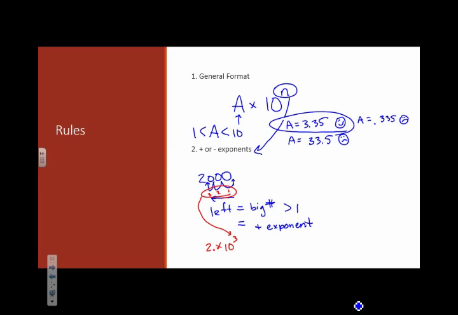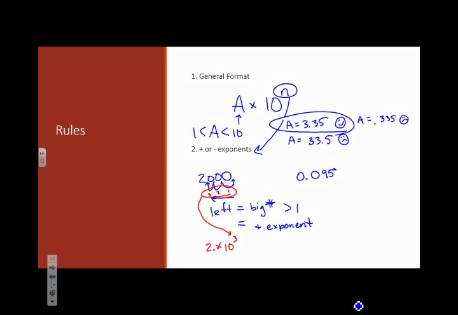On the other hand, if I have a small number, a number less than 1, like 0.095, let's say for example, I would be moving my decimal point to the right in order to create a number that is greater than 1 and less than 10. So I might move it one spot. Oh, that's not good enough. I'm at 0.95. I moved a second spot. That's 9.5. If I moved it a third spot, I would be at 95. So I know this is where I want to stop.